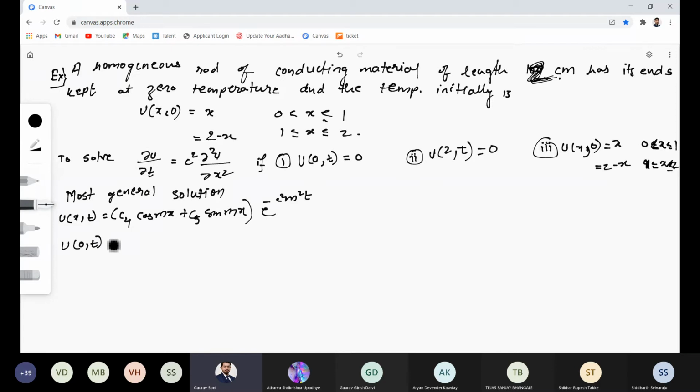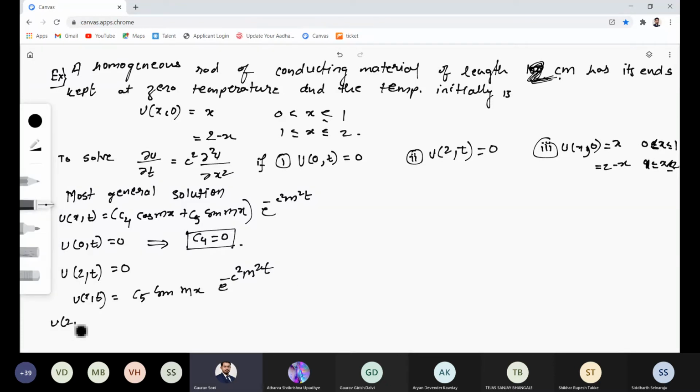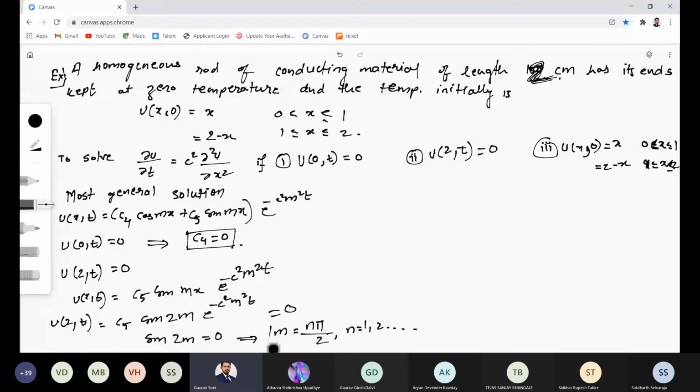So u of 0 comma t is 0. If you put this, we are going to get c4 equal to 0. Then we have u of 2 comma t is 0. So after c4 equal to 0, u of x comma t is c5 sin mx e to the power minus c square m square t. So u of 2 comma t is c5 sine of 2m e to the power minus c square m square t, which is equal to 0. It means that sine of 2m has to be equal to 0, which gives m equal to n pi by 2, n equal to 1, 2 up to infinity.